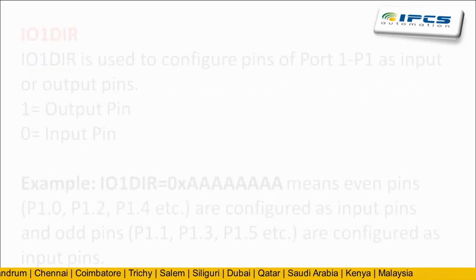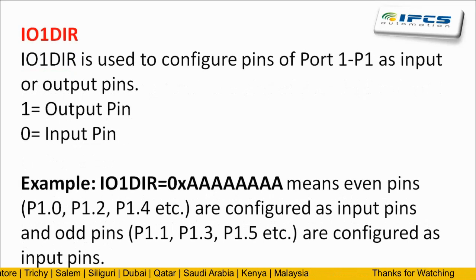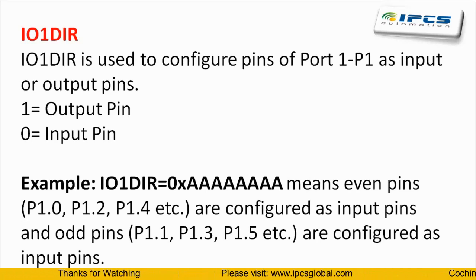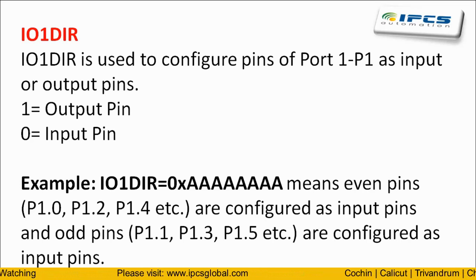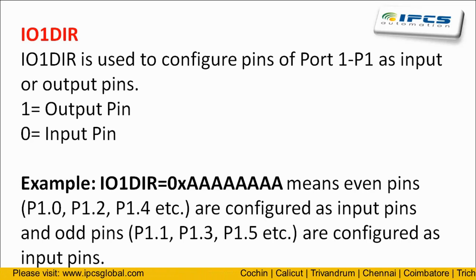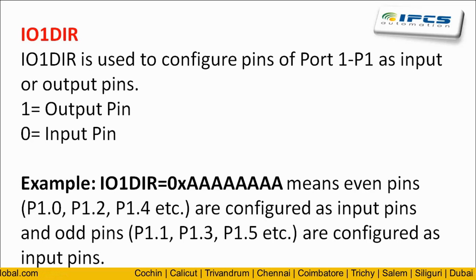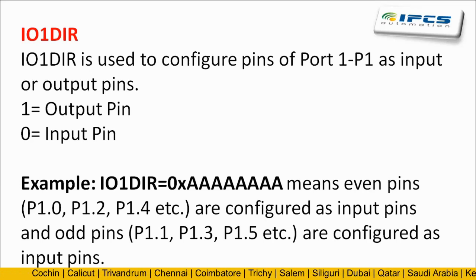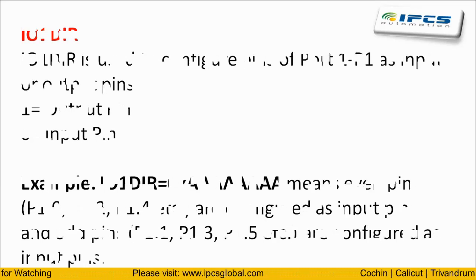IO1DIR. IO1DIR is used to configure pins of port 1, P1, as input or output pins. 1 equals output pin. 0 equals input pin. Example, IO1DIR equals 0 means even pins, P1.0, P1.2, P1.4 etc. are configured as input pins and odd pins, P1.1, P1.3, P1.5 etc. are configured as input pins.